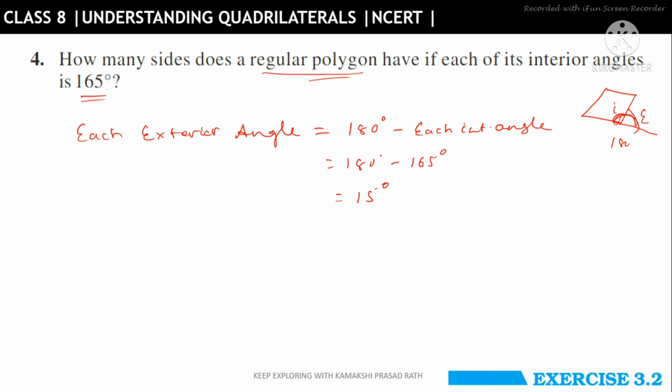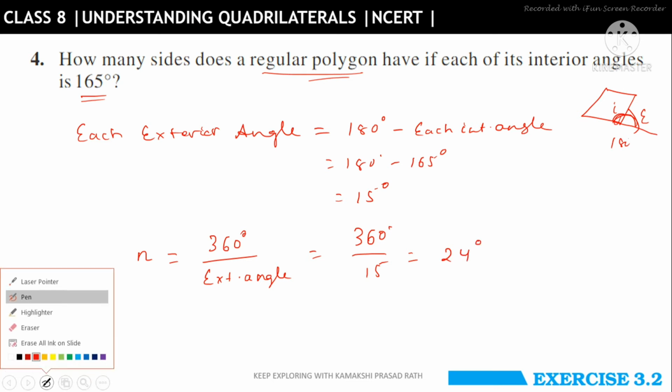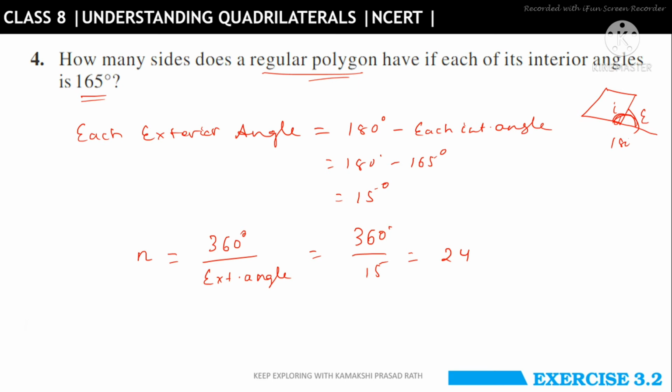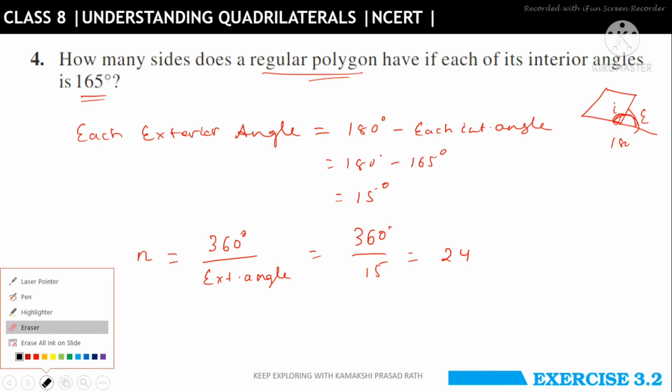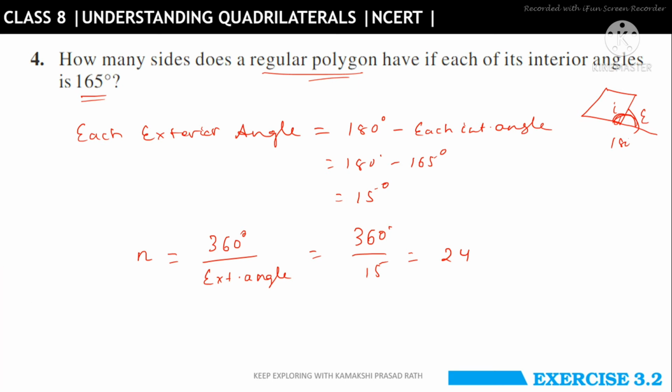Now according to this, we can find the number of sides n. So n is nothing but 360 degrees divided by each exterior angle. So 360 degrees by 15 degrees. 15 2s are 30, 15 4s are 60. So n is the number of sides, so it will not come in degrees. So it is 24 sides. So it is a 24-sided regular polygon.